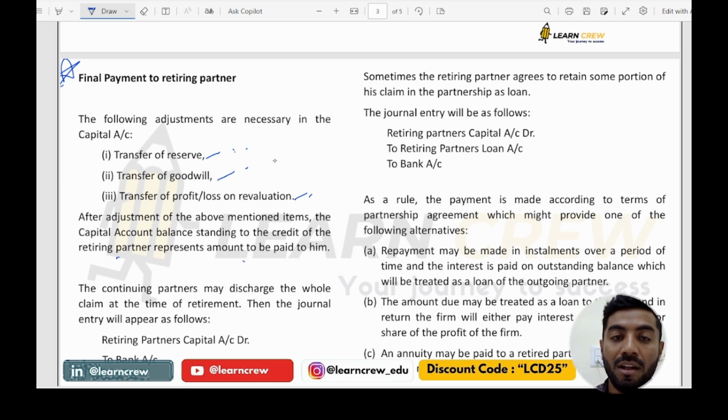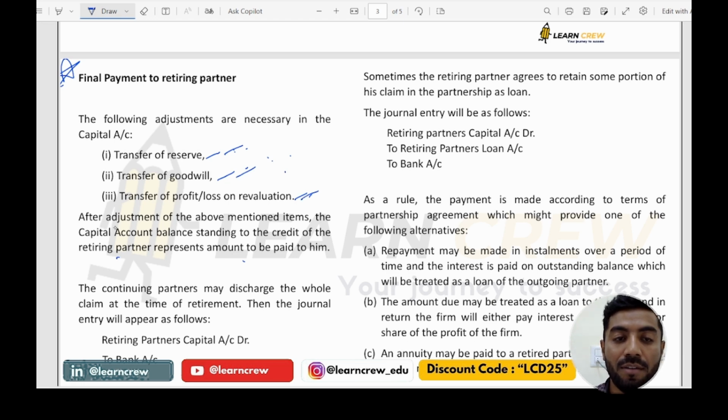that balance is to be paid. Here, the profit till the date of retirement is not paid to him. But only in case of death, the profit till the date of death is paid. Here, profit till the date of retirement is not. Only the reserves, goodwill, and revaluation is paid.